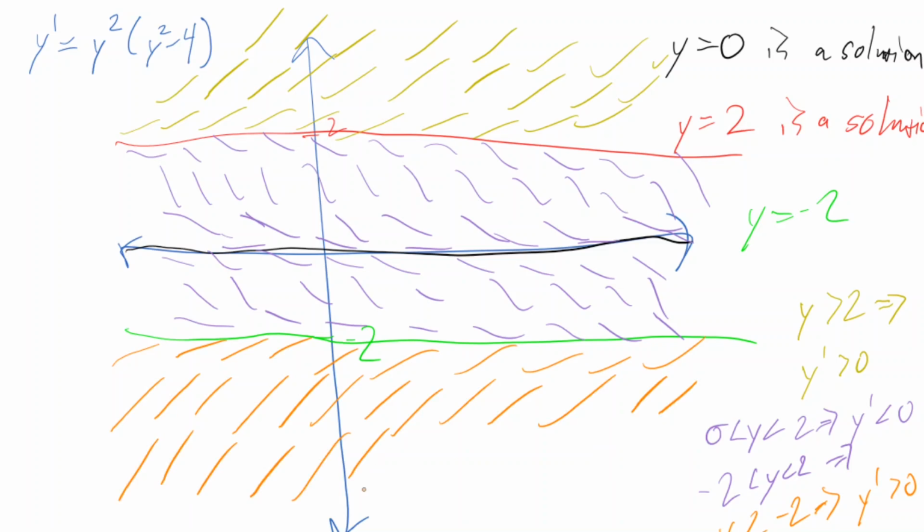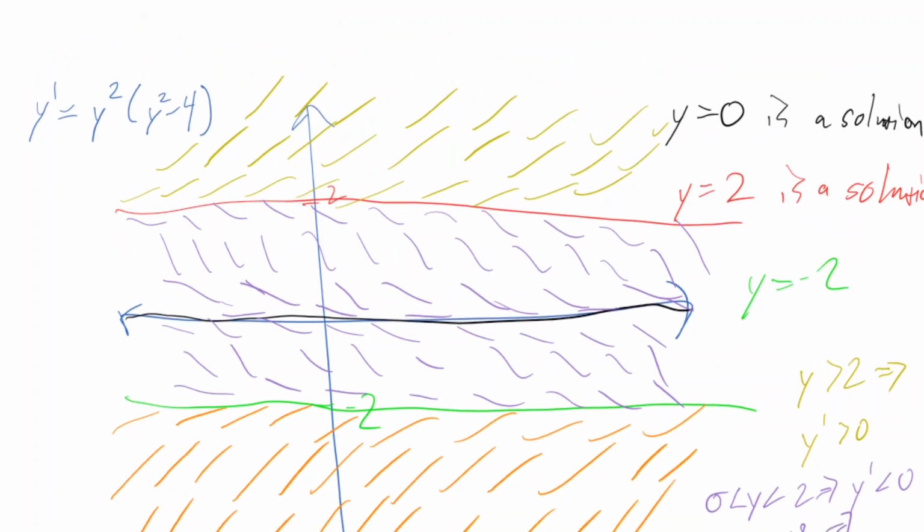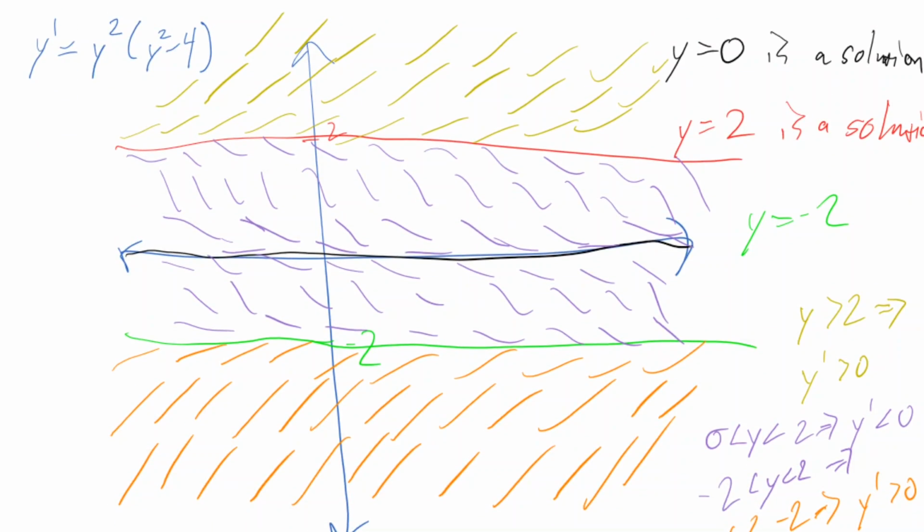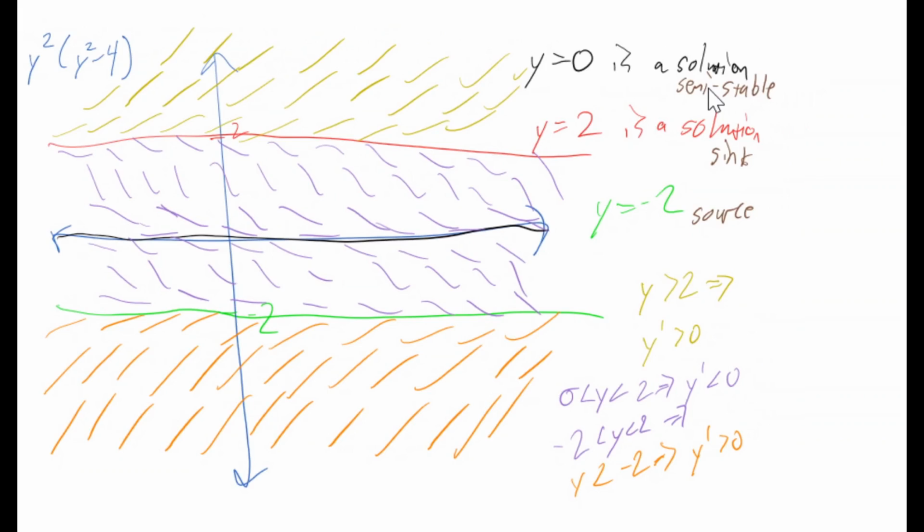By looking at this, you could see that y equals 0 doesn't look like any of the solutions from the last example. In this case, y equals 2 is a source, it's an unstable solution. y equals negative 2 is a sink, it's a stable solution. y equals 0 is what we would call a semi-stable solution, because anything to one side of it, when y is between 0 and 2, the solution is going to move away from it, and everything less than 0 is going to come toward it. So it's sort of like a sink on one side, sort of like a source on the other.